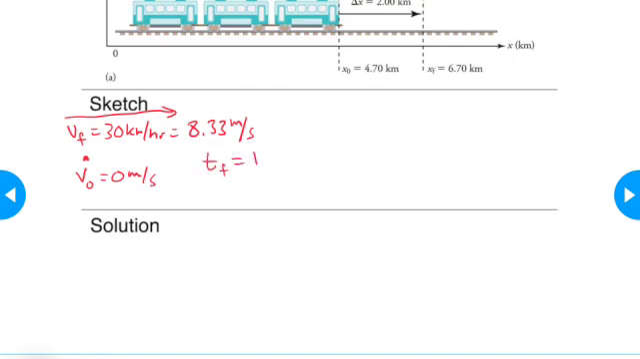Final time is 20 seconds. Initial time is 0 seconds. And acceleration is pointing that direction, and we don't know it. There we go. Write all this out again.